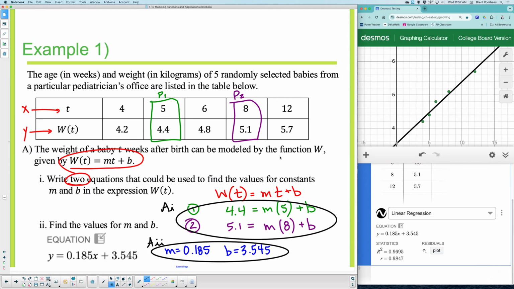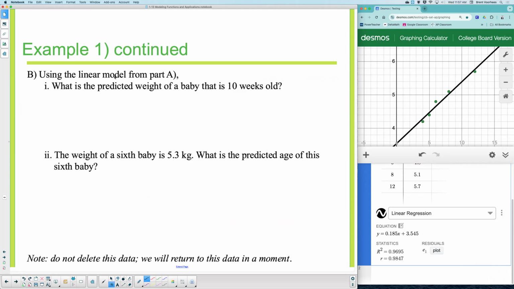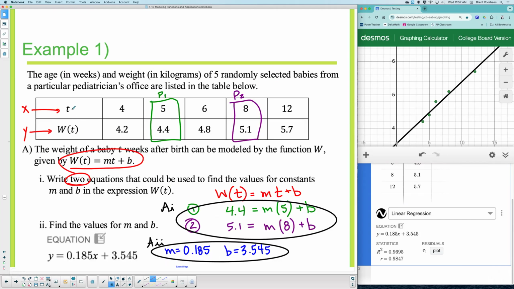You have part B. On part B, it says using this model from part A, BI, what is the predicted weight of a baby that is 10 weeks old? Now, here's the key. Whenever you get the number, circle the number with whatever you want to call it, the units or whatever type it is. This says 10 weeks old. Is that a T value or a WT value? What is it, if it's weeks? And yeah, you can look over here and it tells you as well.